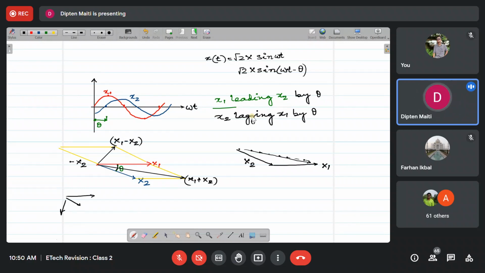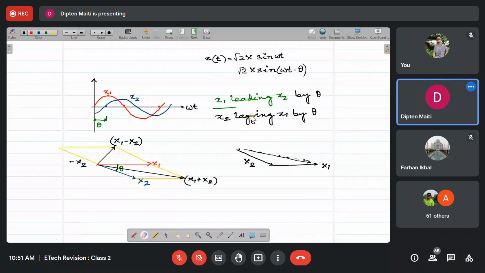You can do that for several phasors here. So if you have multiple phasors, let's say x1, x2, x3, x4. In that case, you first have to add these two, then you find the resultant, then you add the third one to the resultant of the first two, then you add the fourth one to the resultant of the first three. This way you have to go on.